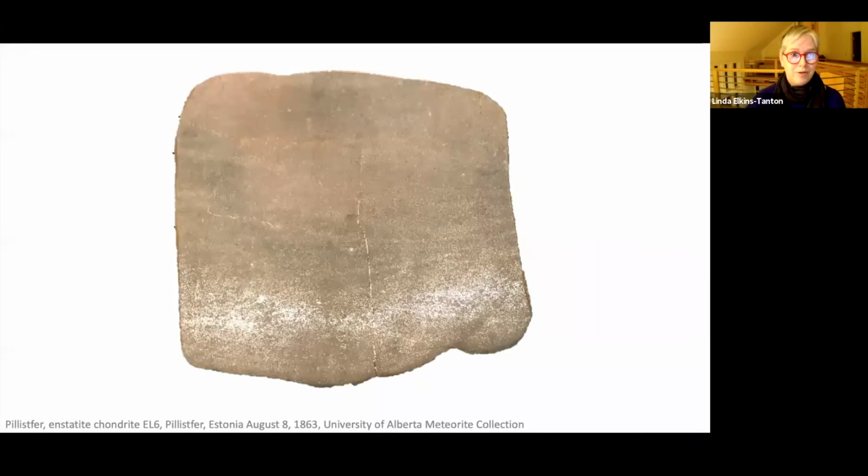Here's a lovely picture of the Pillistfer enstatite chondrite that I took at the University of Alberta about a year ago. How do enstatite chondrites carry water to the Earth? This looks like a nice solid rock with bits of shiny metal in it. It's not made of water or ice. And in fact, these rocky building blocks don't bring water in the form of ice, but instead as part of their solid minerals. There are minerals that contain water as part of their building blocks, and that water is liberated when the mineral is heated or melted.